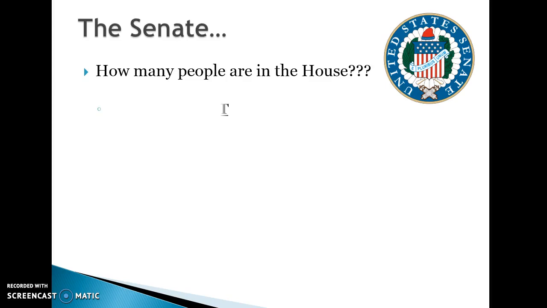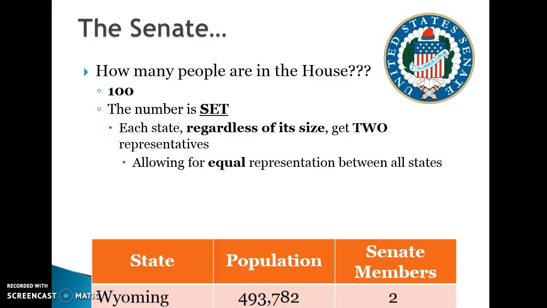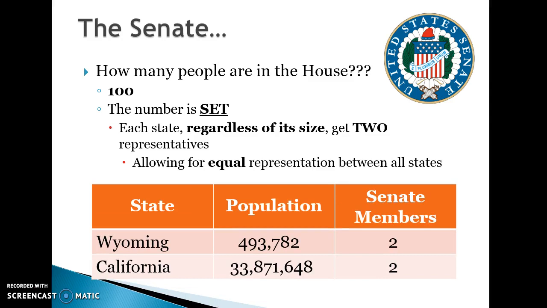So the Senate, how many people are in there? 100. That number is set. There's two from every state, regardless of the size of the state. So this allows for equal representation between all states. So for instance, Wyoming, with about 500,000 people, has 2 Senate members. California, with 33 million people, has about 2 Senate members.